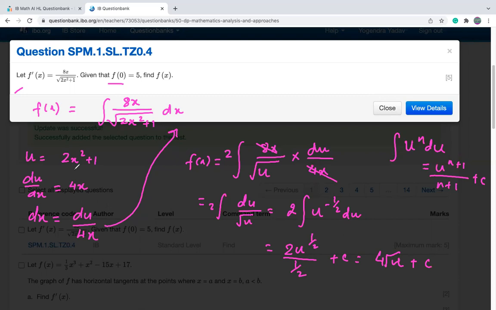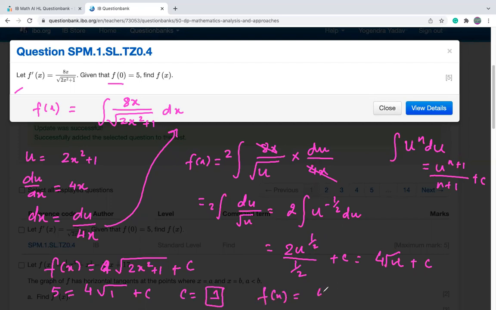Now since you took u as 2x squared plus 1, my f of x is 4 root 2x squared plus 1 plus c. Now you take x as 0 and y as 5. So 5 equals 4 times root 1 plus c. So c equals 1 basically. And you get the final expression for f of x as 4 root 2x squared plus 1 plus 1. So this is the expression that we needed.